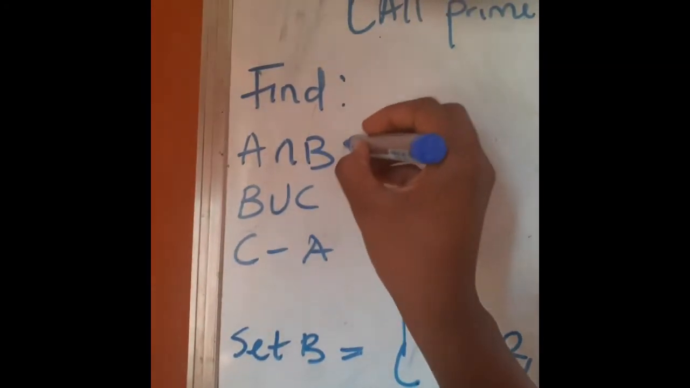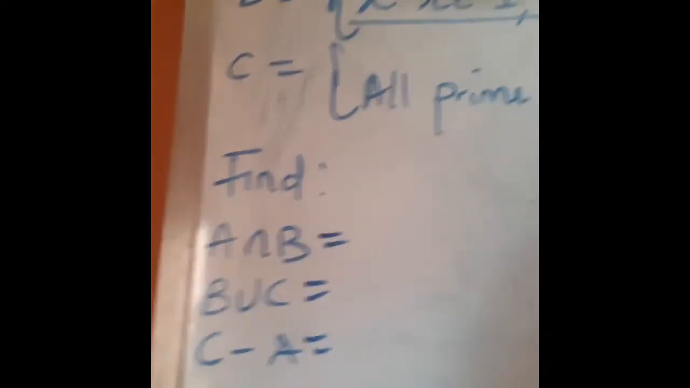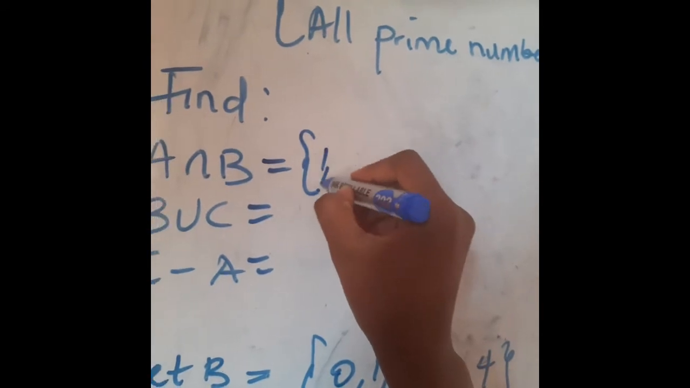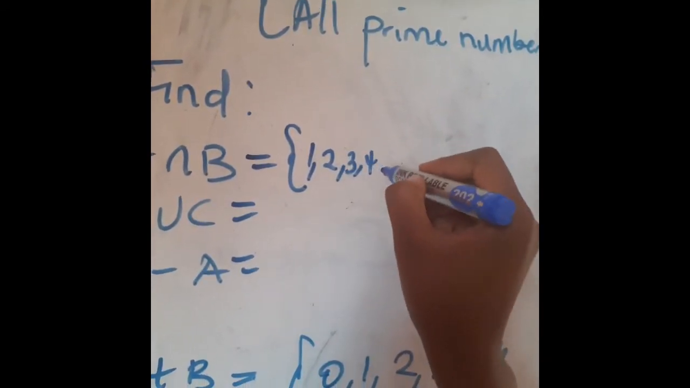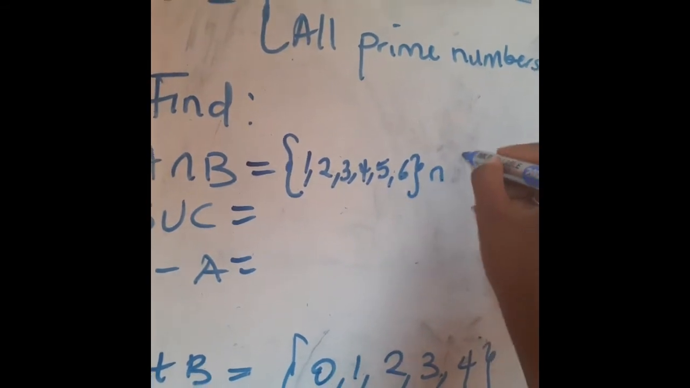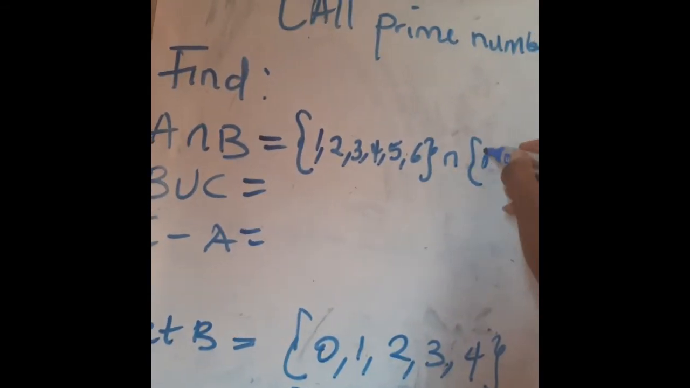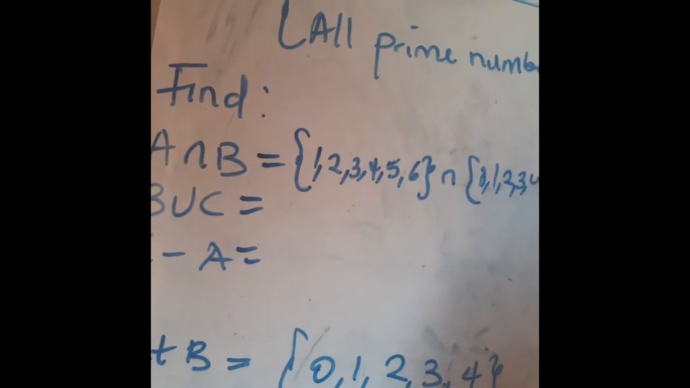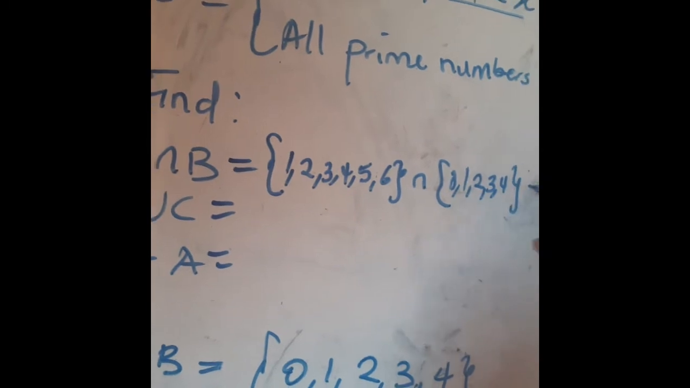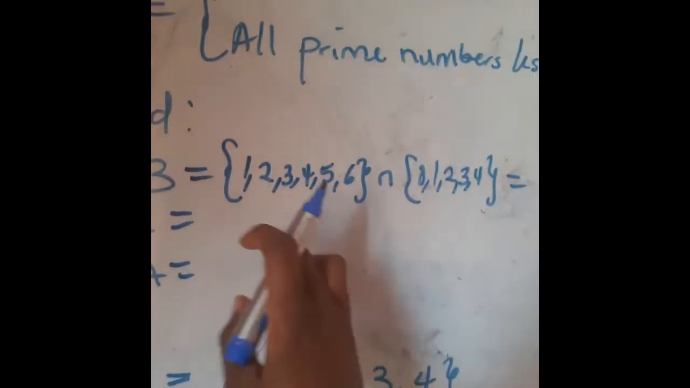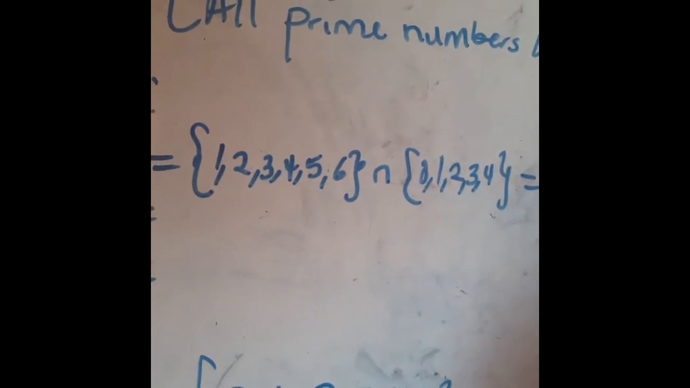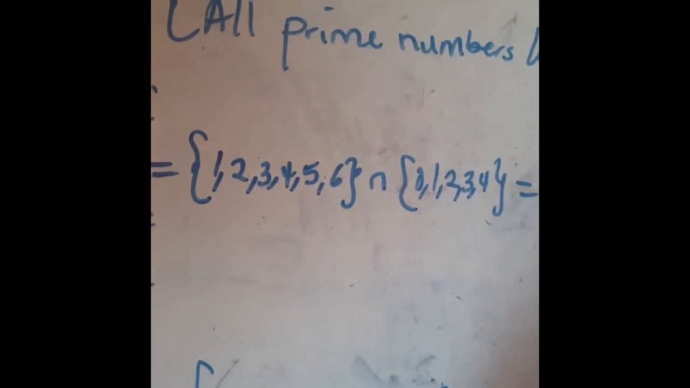So we'll now have to find what we are given here. A intersection B, for more understanding, I advise you write it out. 2, 3, 4, 5, and 6, intersection our B, which is 0, 1, 2, 3, 4. No, there's no 5 in B. So what's the intersection of this and this? The elements that are common.